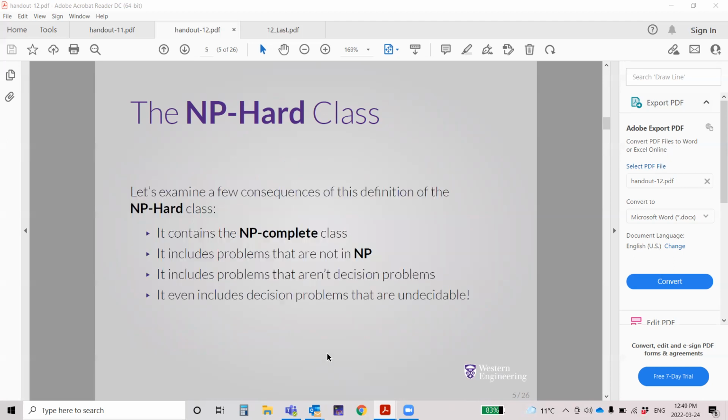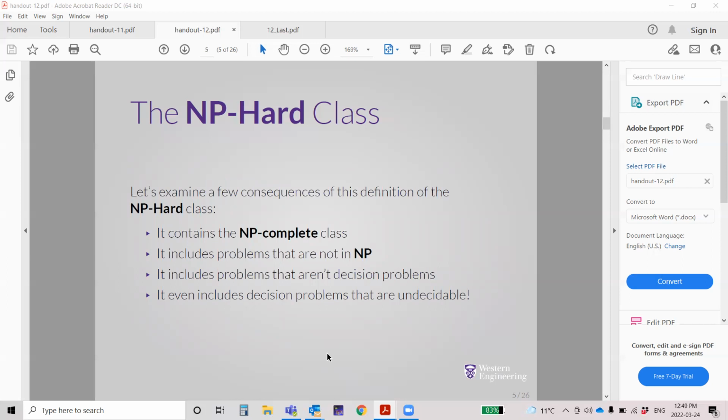Let's examine a few consequences of this definition of the NP-hard class. It contains the NP-complete class, which we know since last class is hard to solve. It includes problems that are not in NP. It includes problems that are decision problems. It even includes decision problems that are undecidable. So it's the hardest class of problems to solve.